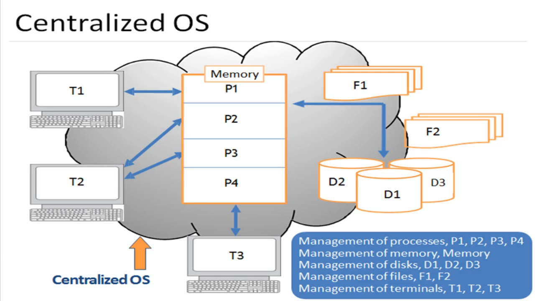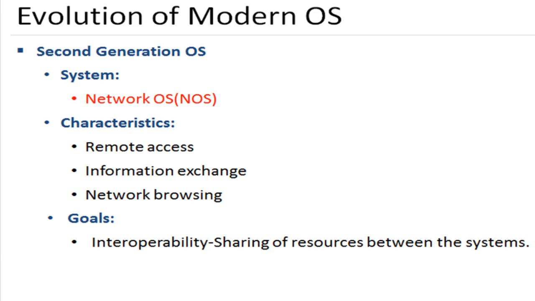This is the architecture of centralized OS. In this, the centralized OS will manage all the processes, memory, disks, files, and terminals. The next evolution is second generation OS, which is nothing but network operating system. The main characteristics of network operating system are it has remote access, information exchange, and network browsing. The main goal of network operating system is interoperability, that is, sharing of resources between the systems.